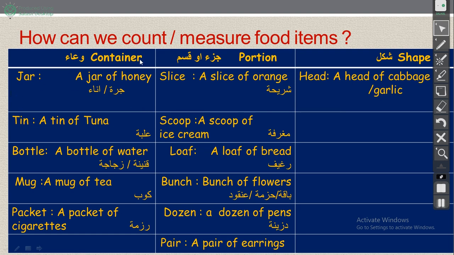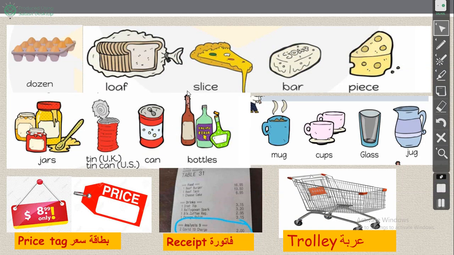Now, from the container, here we explain the container, right? For example, jug, بريق. Glass, كاسة. Cup, this is a cup, فنجان. Mug. What's the meaning of mug? We use mug in Arabic. We have bottle. What's the meaning of bottle? زجاجة أو قنينة. Can and tin are the same. Tin, علبة حديدية. Can is the same. Can and tin are the same word. And we have jar. Jar as جرة or as إناء for honey.